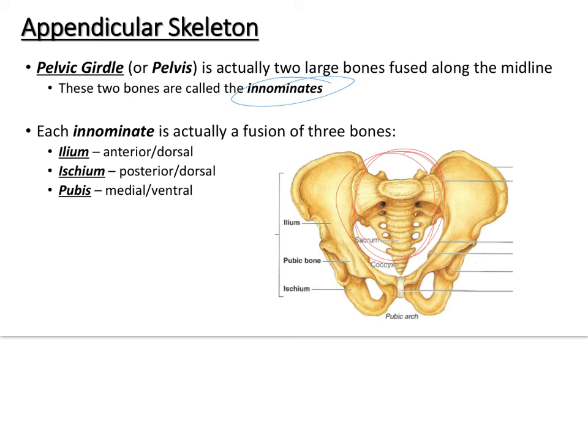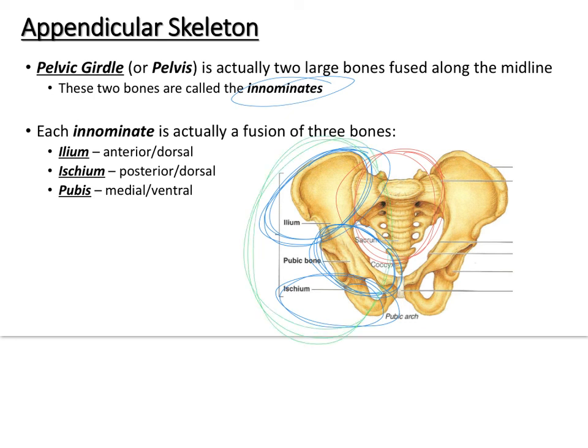So you have the ilium, which forms this big horn piece, which is anterior and dorsal in the body. We'll review these anatomical terms later. You also have the ischium, which is posterior and dorsal. It forms the bottom back side of it. And then you have the pubic bone, or pubis, which forms the inside front part. So again, all 3 of these fuse together very early on, and then each side fuses together along with the sacrum in the middle.